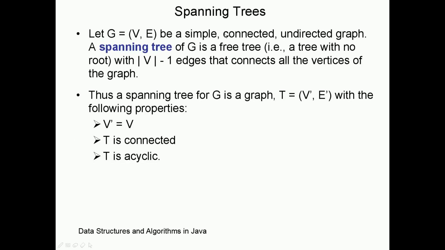So the spanning tree is a simple connected undirected graph, and it's a free tree. That means there's no kind of root. It's not like a tree that has some kind of root, but it means there's no redundancy of the connections between two vertices. So we don't have two different paths, I mean, sorry, two edges between the same vertices. And it has the number of vertices minus 1 edges that connects all the vertices in the graph.